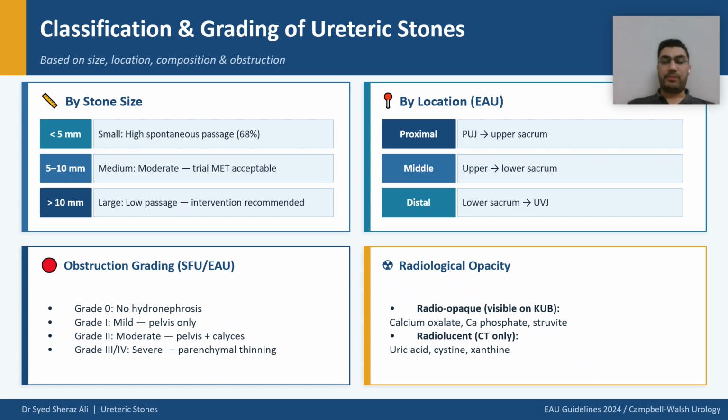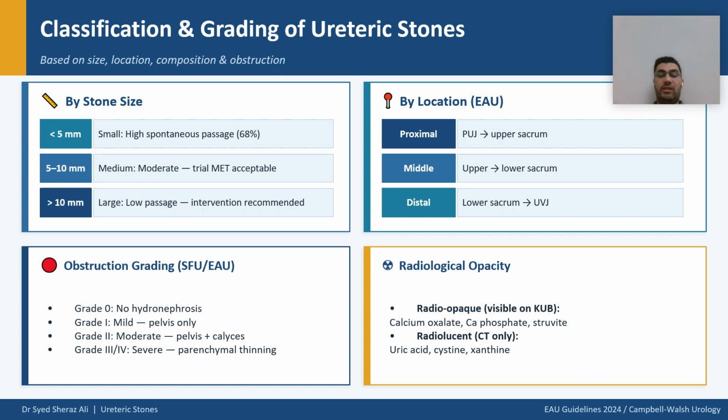Medium stones, which are 5 to 10 mm, have a moderate passage rate, and a trial of medical management is acceptable, though intervention may be needed. Large stones, greater than 10 mm, have a very low chance of spontaneous passage and typically require procedural intervention. On the top right, classification is based on the location.